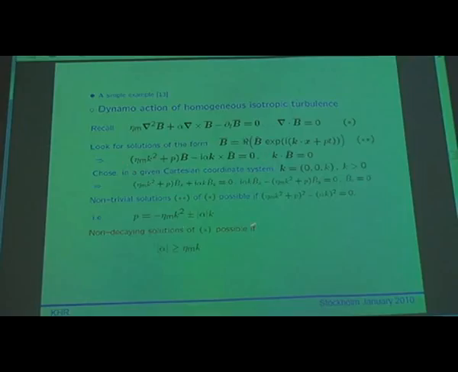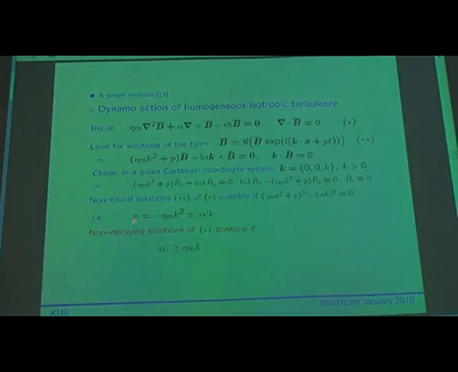If you take a Cartesian coordinate system in which k has only a z component, then you can write these equations in this form. You conclude that the b hat z component is equal to 0, and the other two components satisfy these equations. Non-trivial solutions of these equations exist just when the determinant is equal to 0. Determinant equal to 0 means just this, or you can express it in this way.